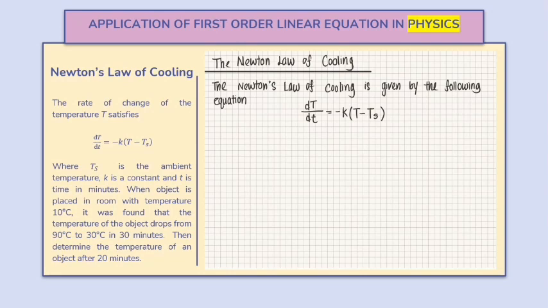Next, we will look at the application of Newton's law of cooling. Newton's law of cooling is given by the following equation: dT over dt equals minus k bracket T minus Ts bracket, where dT over dt is the rate of change of temperature with respect to time. In order to find the solution for T, we will integrate both sides.